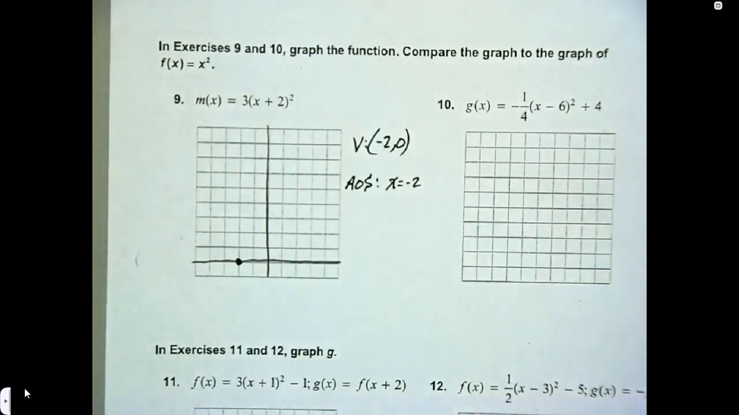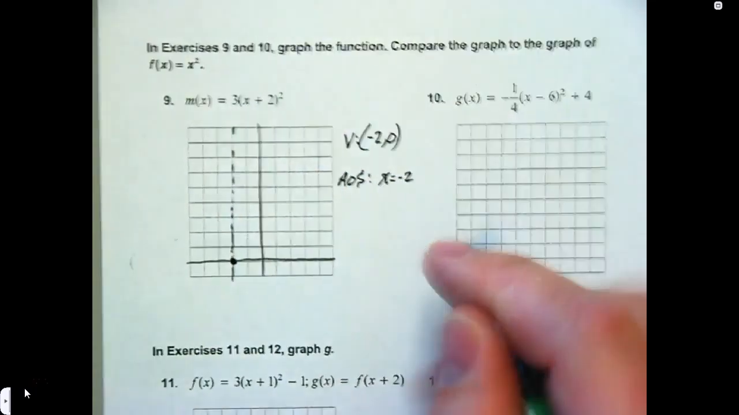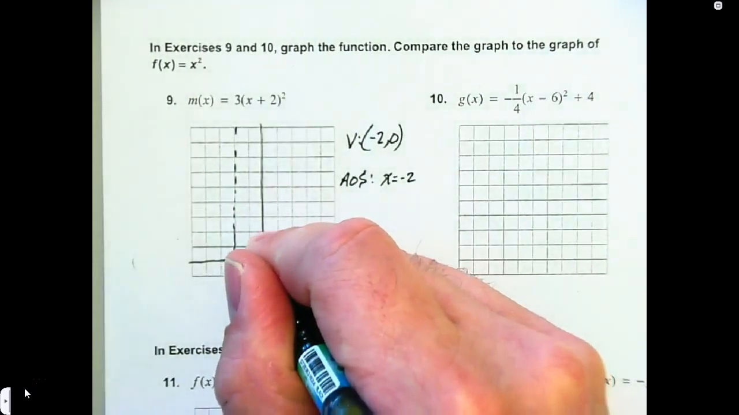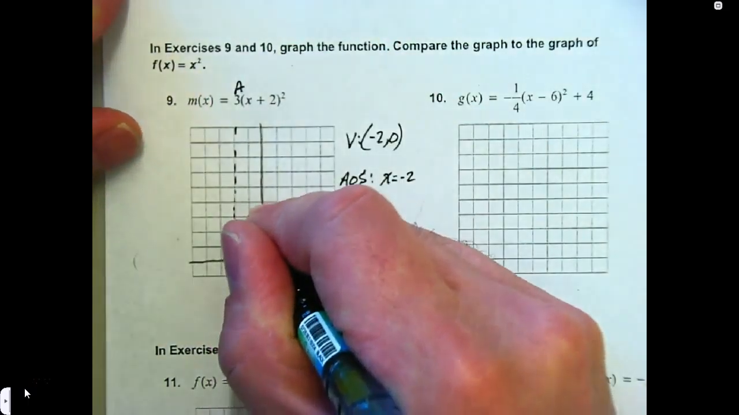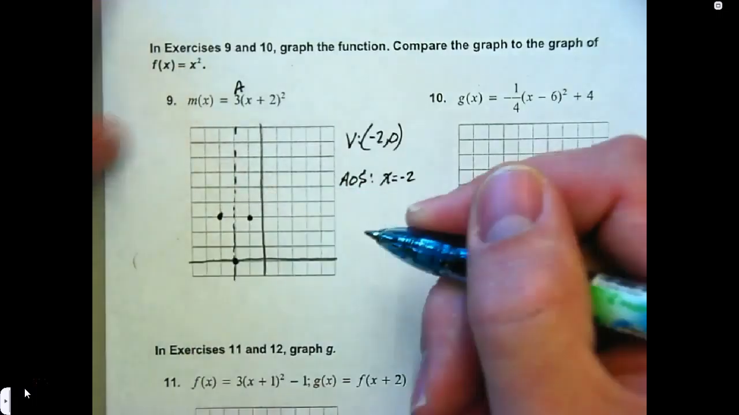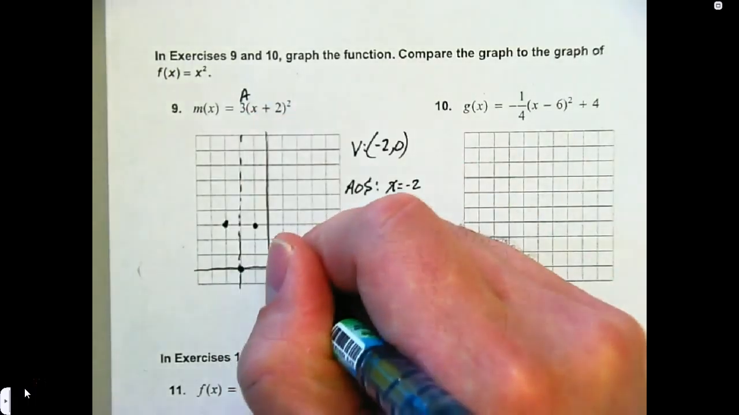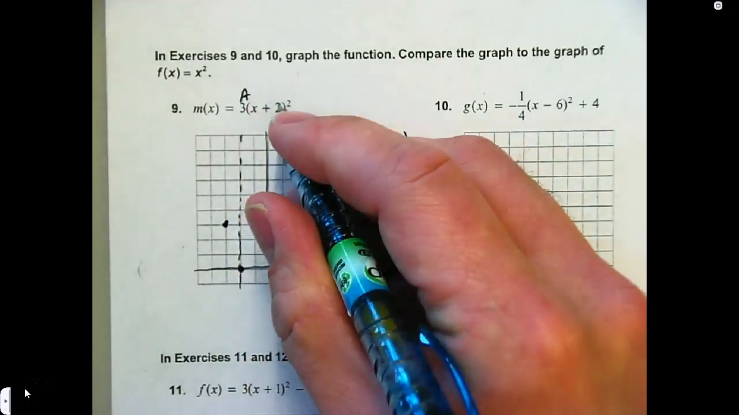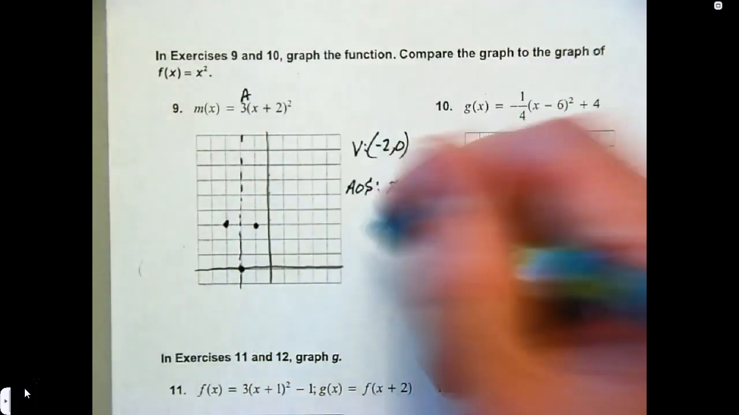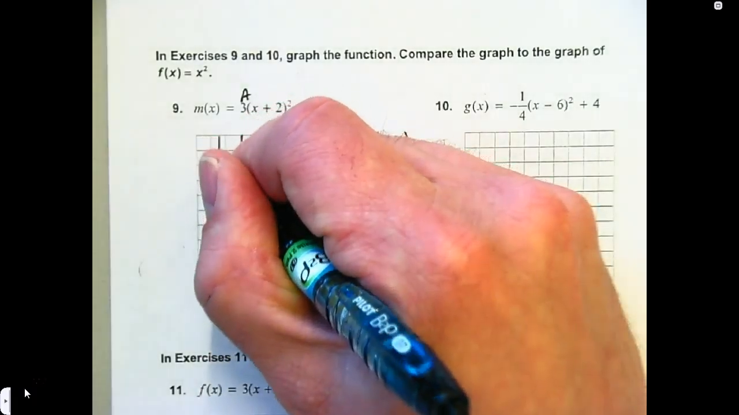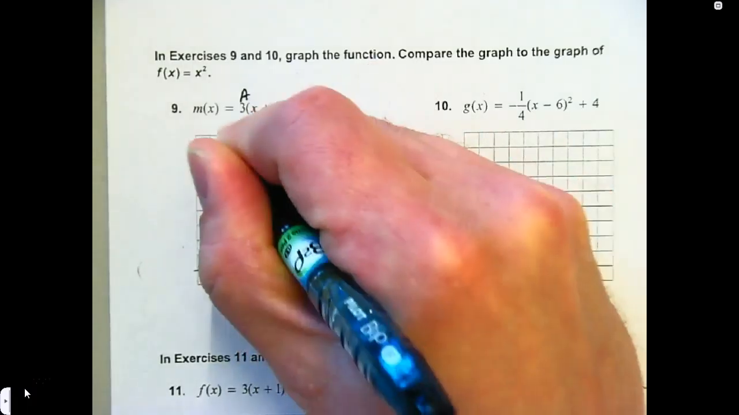Okay, (negative 2, 0). From there, we have our axis of symmetry, x equals negative 2. Remember your patterns: if you go over 1, you go up 1, but you have to multiply by a, which is 3, so you go over 1 and up 3. That's where I goofed. And then technically you go over 2 and up 4, but since a is 3, it's over 2 and up 4 times a, which is 12, so it won't fit. There, we got it.